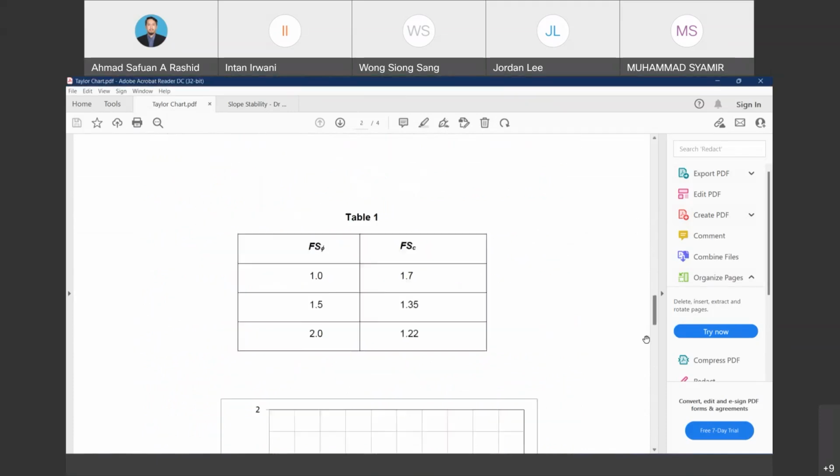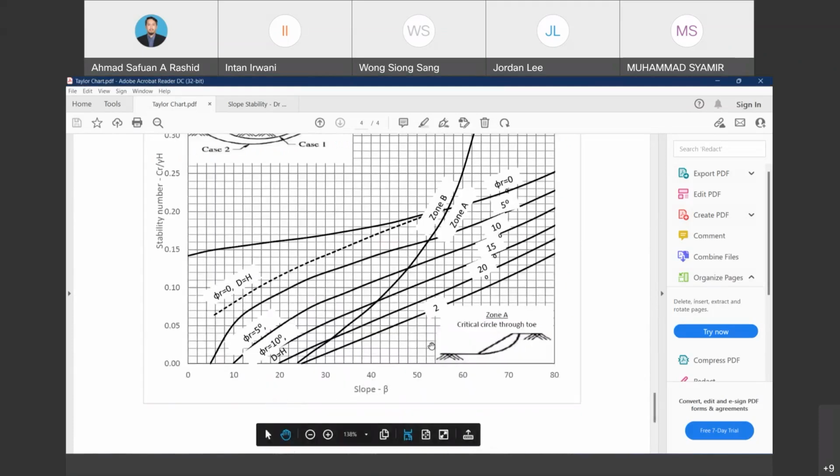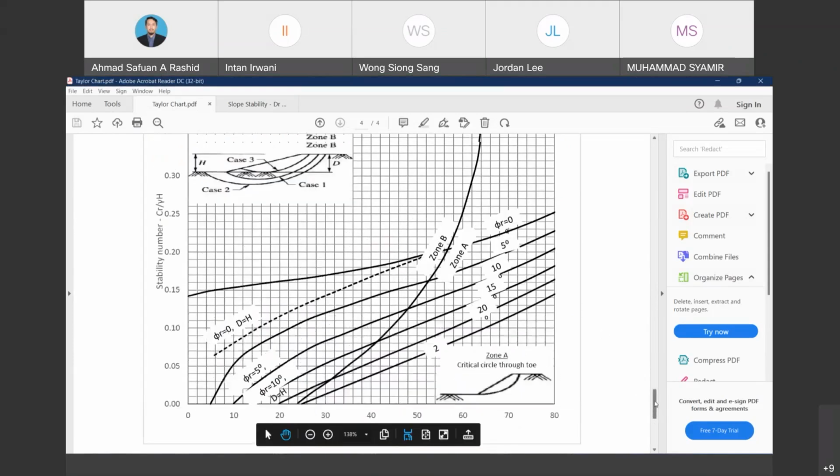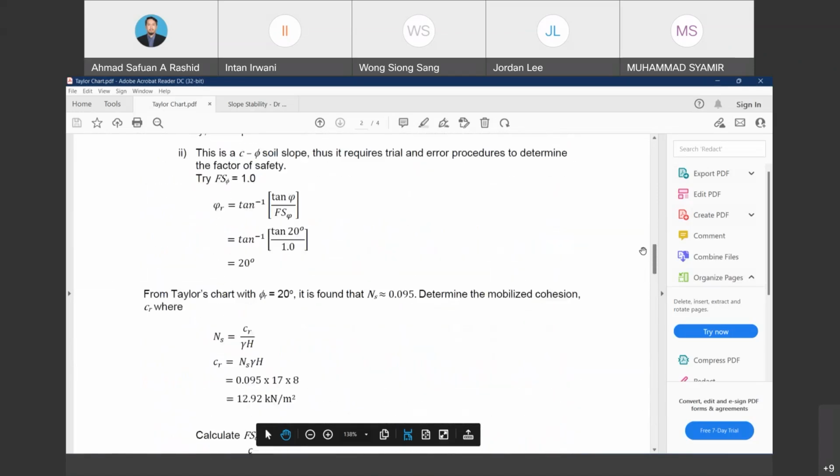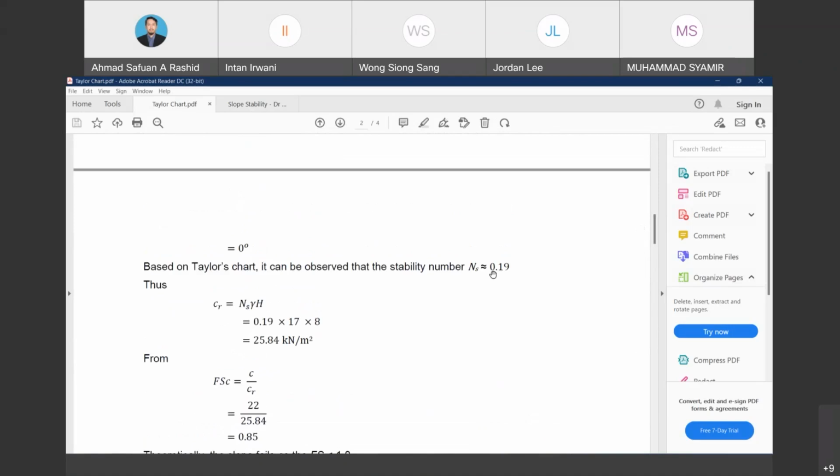Okay, let us check. Beta is equal to 60, and then the step when the phi r is equal to 0. In this case we obtain a stability number of around 0.20 something, a little bit high, while in this example the value is equal to 0.19. But we refer to this number, 0.19.